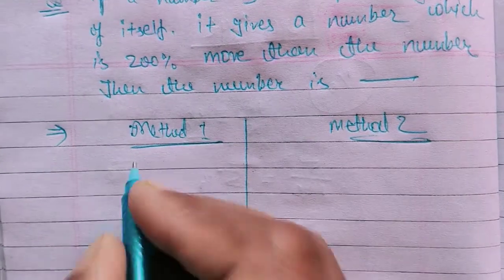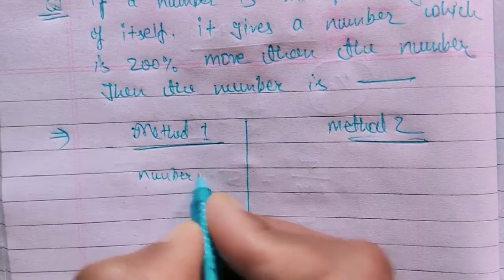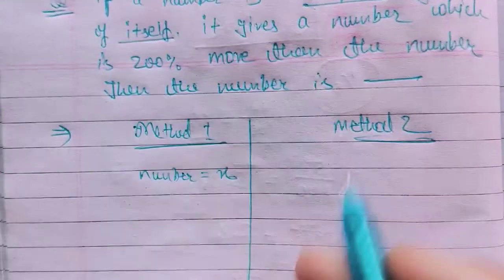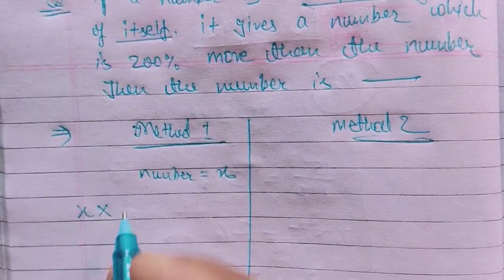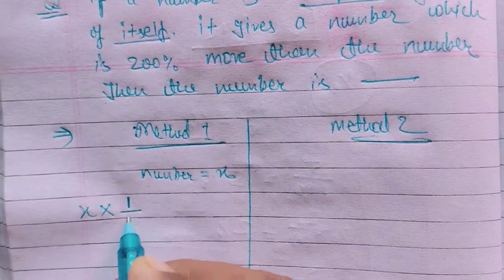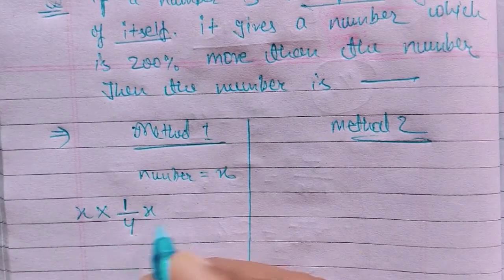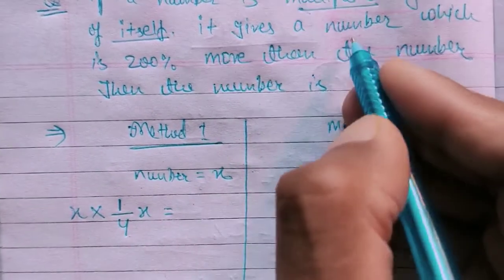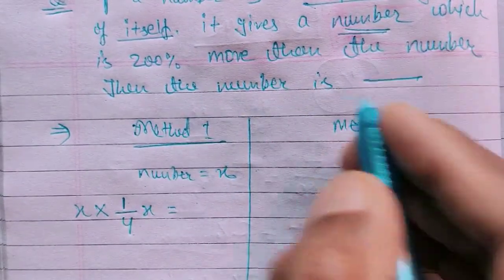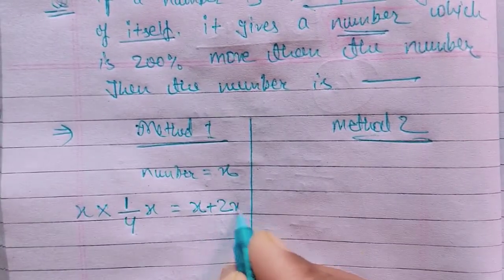By assuming the number is x. If a number is multiplied by 25% of itself, so number x is multiplied by 25%. We already know that 25% is 1/4. So the number is multiplied by 25% of itself, that is 1/4 x. Now it would give the number which is 200% more than the number. So if the number is x, then 200% will be 2x.